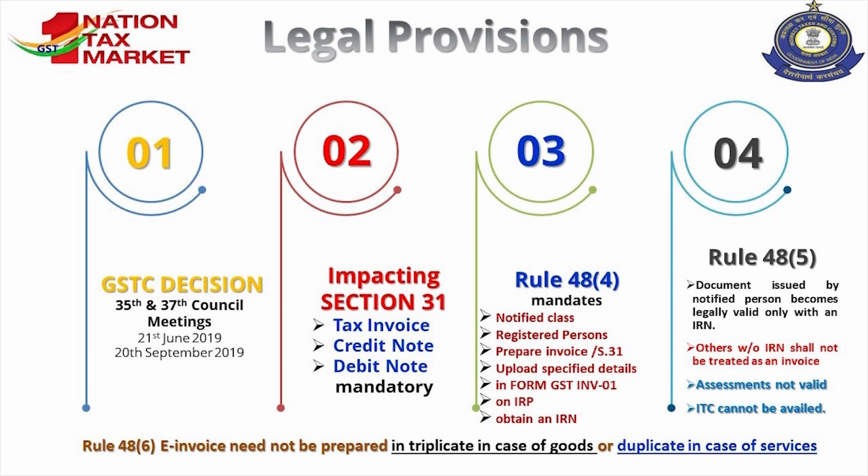Sub-Rule 5 of Rule 48 mandates that if a person is required to generate an e-invoice and if he fails to generate an e-invoice, the self-assessment made by the taxpayer will not be treated as valid and the recipient of supply will not be able to take the input tax credit based on such invoices. Sub-Rule 6 of Rule 48 gives a facility that once the e-invoice is generated, there is no requirement for generating duplicate or triplicate copies of e-invoice.